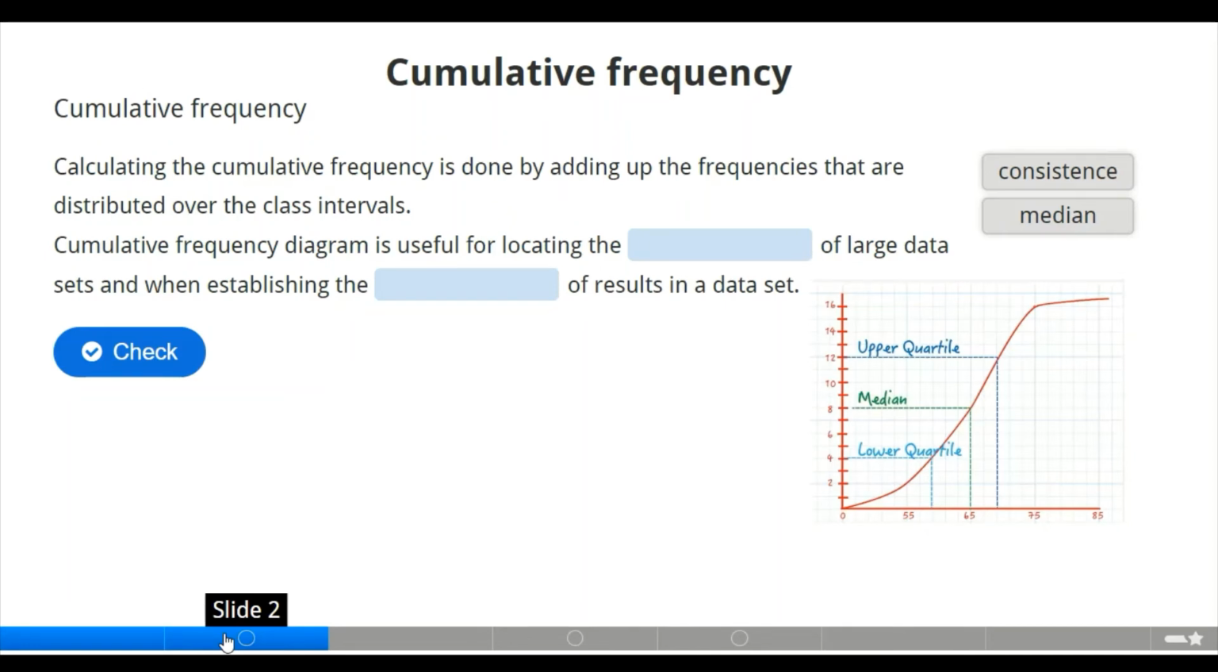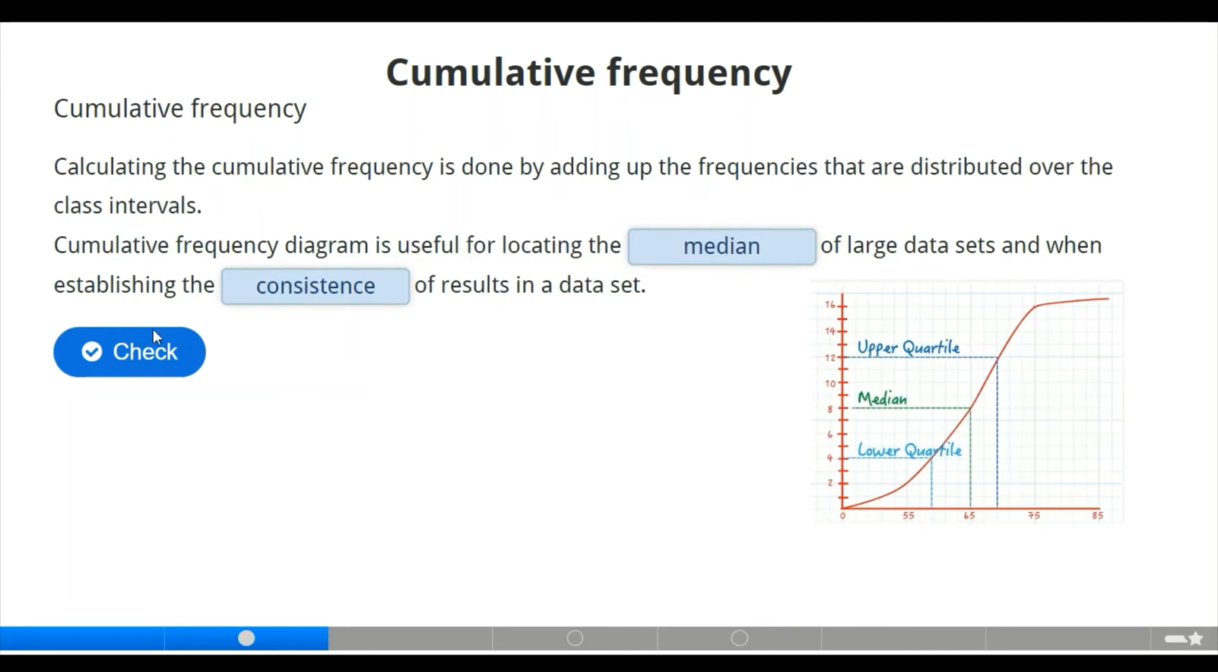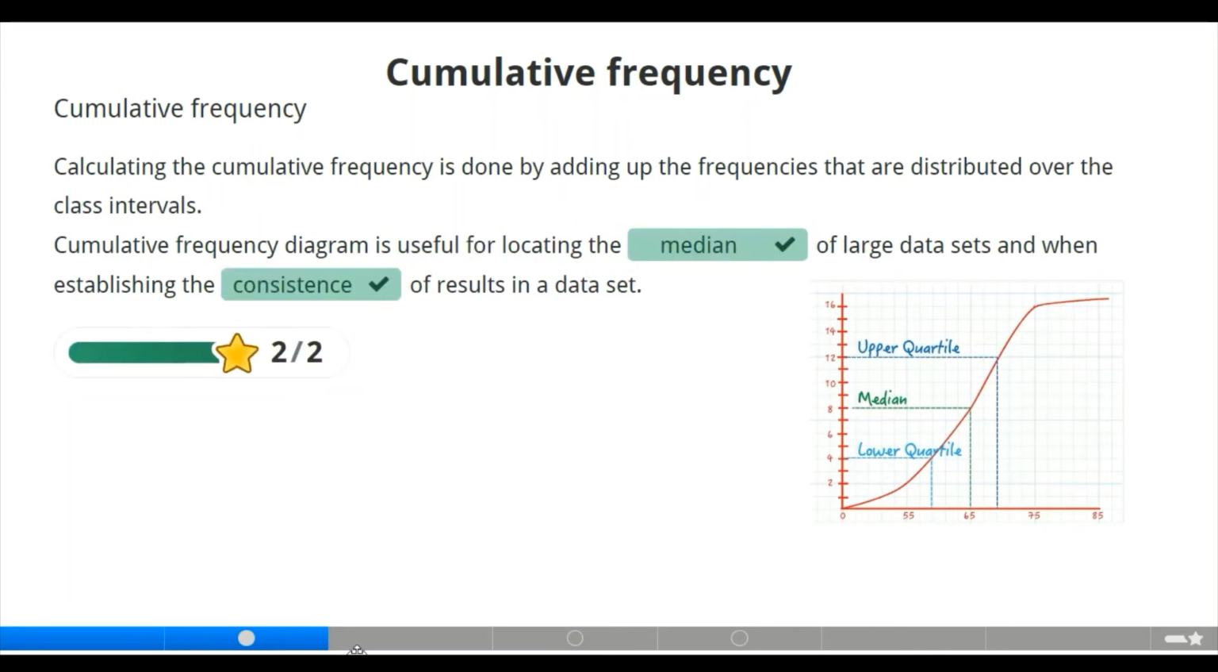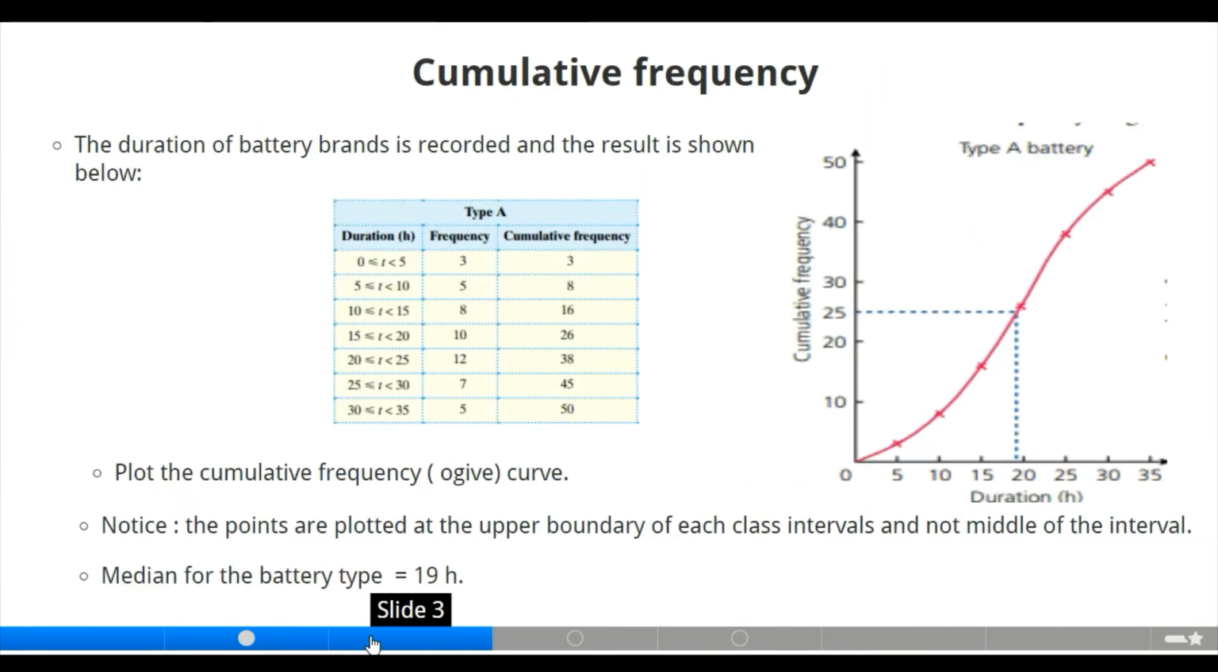Okay, so a cumulative frequency diagram is useful for locating the median of a large data set. And what is the median? That is the middle value when you have a large set of information. And when establishing the consistency of the result of a data set, what do we make use of? Cumulative frequency. Let's have an illustration of how we can actually plot cumulative frequency.